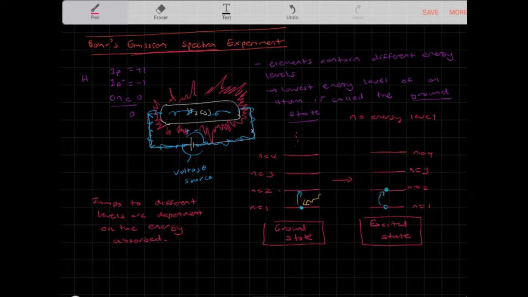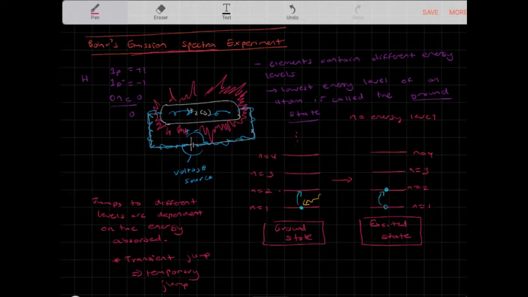Depending on how much energy the electron absorbs will depend on its jump. Now this electron jumps to a higher energy level, the second energy level, its excited state. These jumps are what we call transient jumps. A transient jump is a temporary jump. Transient means temporary, and a temporary jump is a jump that doesn't last too long.